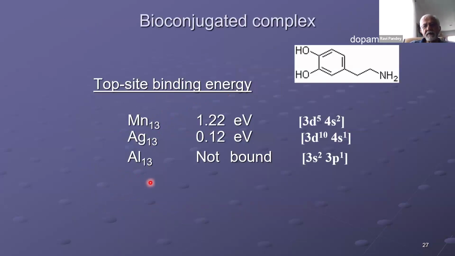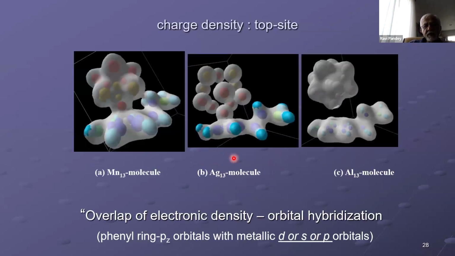So from there, we calculate that manganese 13, which is a d5 electron system, has a binding energy of about 1.22 electron volts. Silver 13 has an order of magnitude less, about 0.12, which is the s type, and Al13 is not bound at all, which is the p type. So this gives a nice contrasting behavior of these sp and d electron systems interacting with dopamine.